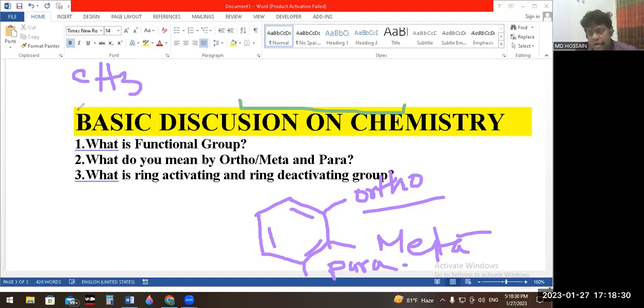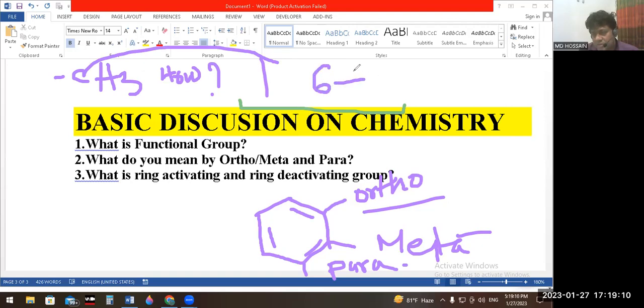We can easily understand whether it is an ortho or para indicator or a meta indicator. How? Because we know two rules. One is, if the functional groups are interconnected through a single bond, this is an ortho and para indicator. Or the second rule, if the total atomic number of that functional group is equivalent to 9, it is also an ortho and para indicator.